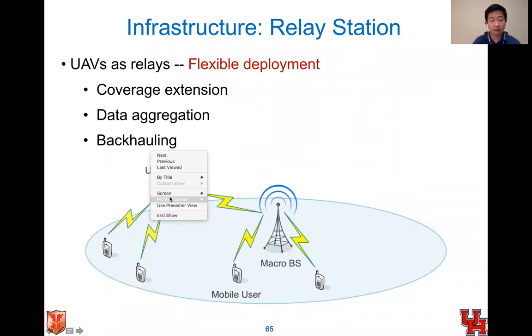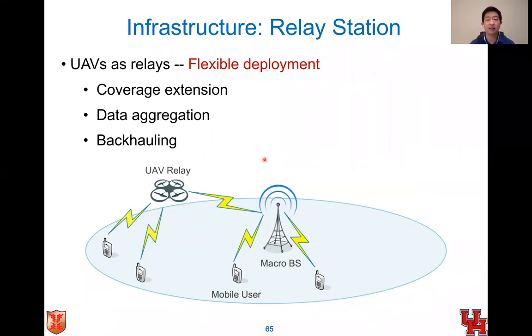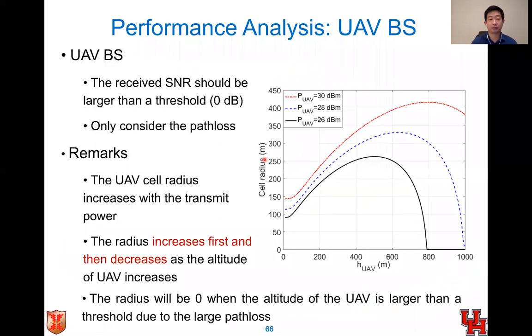They can also serve as a relay, for example in west Texas where nobody lives, so the UAV can relay to extend the coverage. The UAV at different heights, with a different received signal-to-noise ratio, will fly differently, and the coverage radius will also be different.